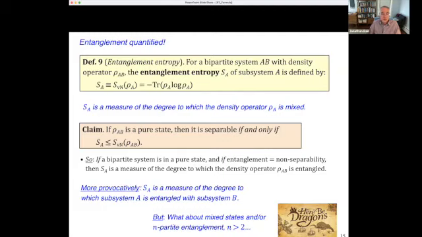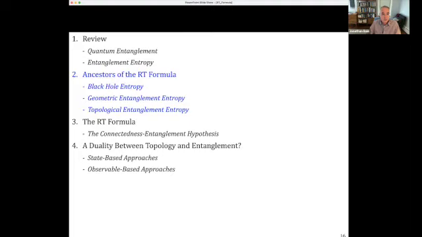So at this point, I'd like to conclude this review of the standard definition of quantum entanglement and this one proposal of a measure for it as embodied by entanglement entropy. Again, the context is that the RT formula is a formula that relates entanglement entropy on the boundary to various bulk constructions.